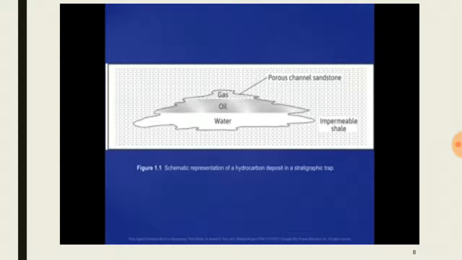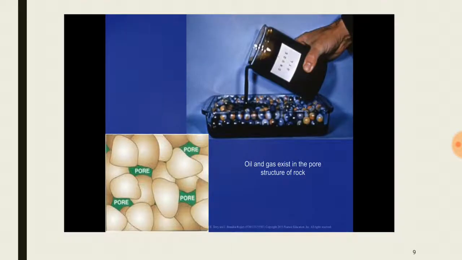It's just a trap. When I say a trap, it has rock which is already accommodating the hydrocarbons. So inside this trap there is a reservoir rock which is porous. It has pores which accommodate hydrocarbons such as gas, oil and water. So oil and gas exist in the pore structure of rock. You can see here, this is a rock having pores, and inside those pores is where hydrocarbon can be accommodated.